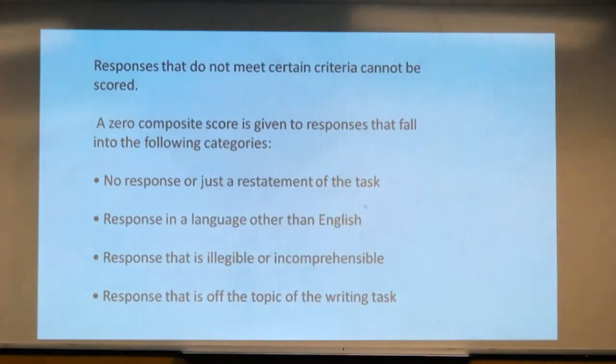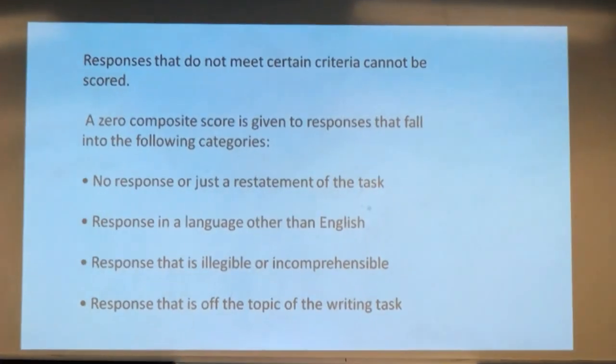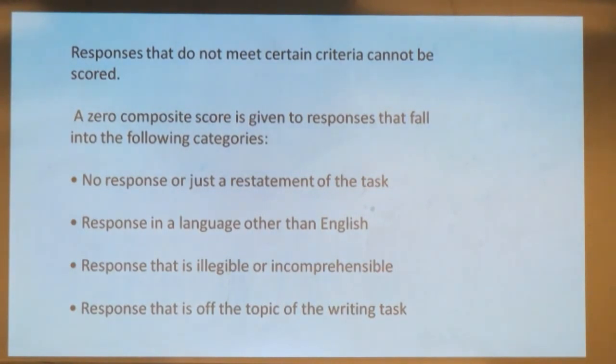Okay, these are some directions they've given us. If responses do not meet certain criteria, then they can't be scored. A 0 composite score is given to responses that fall into one of the following categories. No response or just a restatement of the task.